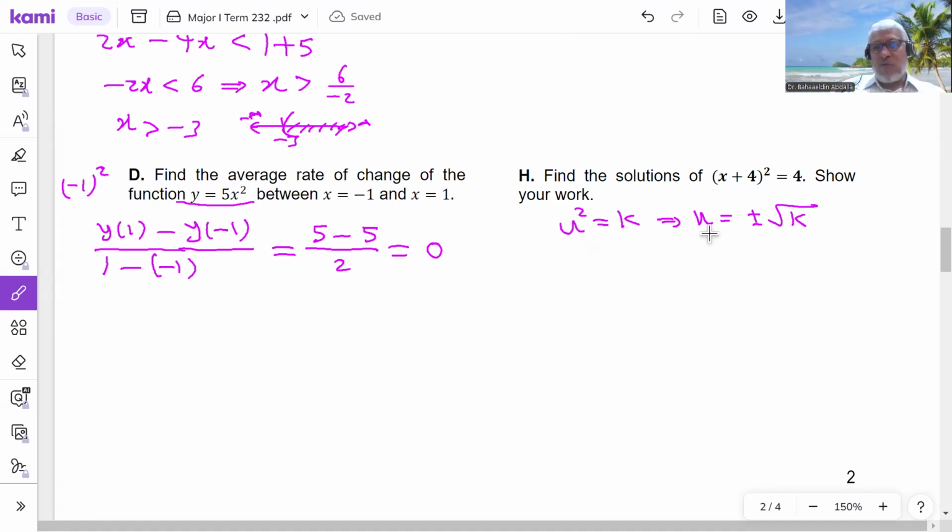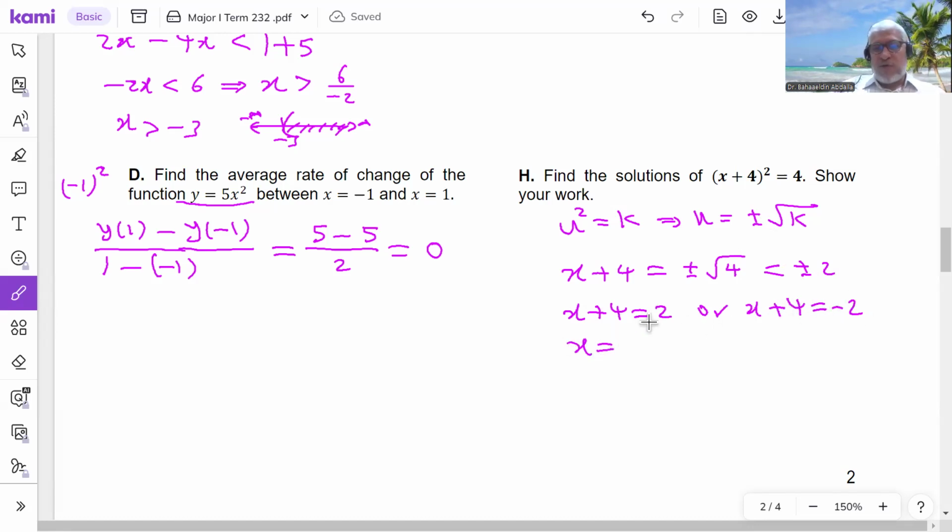It says that u equals. So if u squared is x plus 4 squared, what is u? Well, u is x plus 4. So I just write x plus 4 equals plus or minus the square root of k. What is k here? k is also 4. So square root of 4. Well, square root of 4 is 2, so I have plus or minus 2. So I have two possibilities. Either x plus 4 is 2, or x plus 4 is equal to -2.